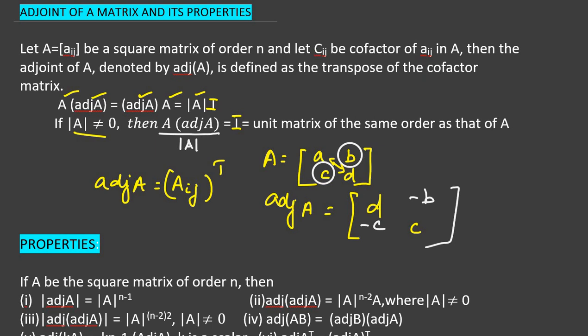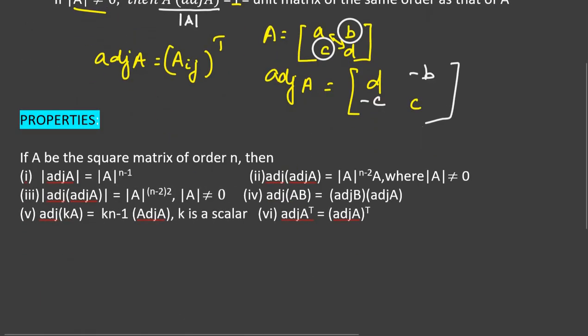Properties of adjoint of A: the determinant of adj of A is equal to determinant of A whole power n minus 1. Adj of adj of A is equal to determinant of A whole power n minus 2 into A, where determinant of A is not equal to 0. Determinant of adj of adj of A is given by determinant of A whole power n minus 2 the whole squared.